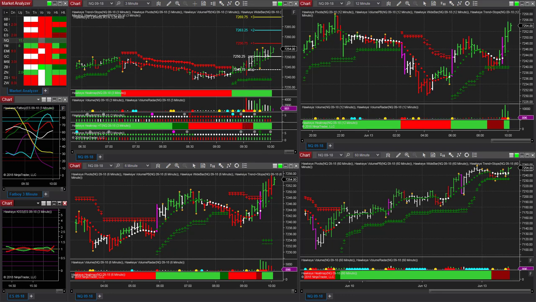Right here, you can see that the second and third time frame are still in full agreement, but the first time frame now has red volume. Here you have white volume. Here you have white volume. The first time that you get agreement on all three again, the roadkill confirms that with these two little gray dots.